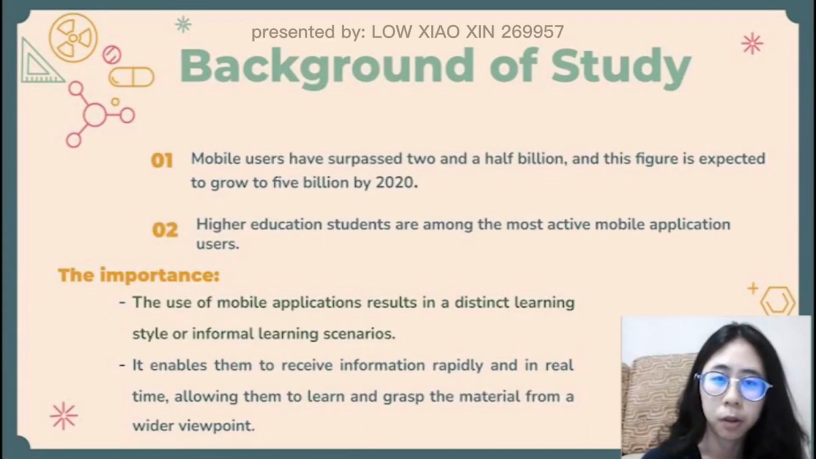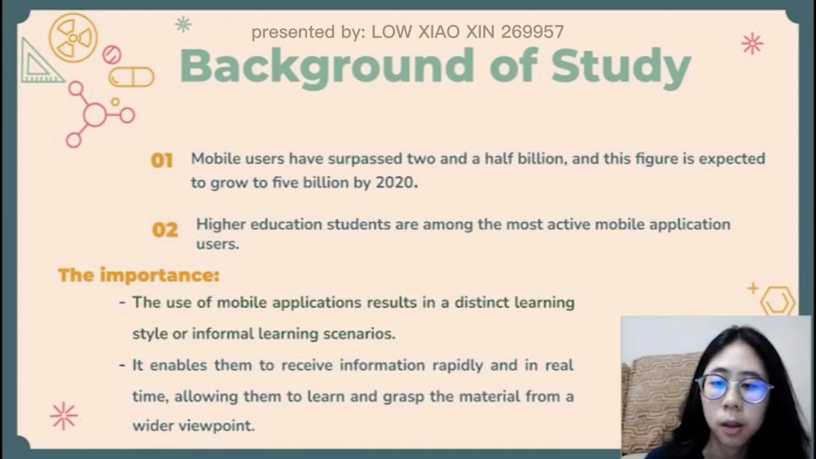First one will be the background of study. For the data collected, it is expected to grow to 5 million mobile users by 2020, especially the most active mobile application users, higher education students. And the significance of the study: the use of mobile applications has a significant result in a distinct learning style and enables higher education students to receive information rapidly and learn and grasp the material from a wider viewpoint.